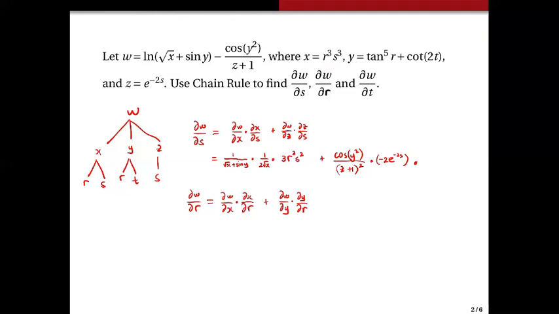So in here, partial w with respect to x, we still have this part here. This is partial w with respect to x, correct? So we still have that 1 over the square root of x plus sine y times 1 over 2 square root of x. But this time, this expression is being multiplied by the partial of x with respect to r, so we will have 3r squared s cubed.